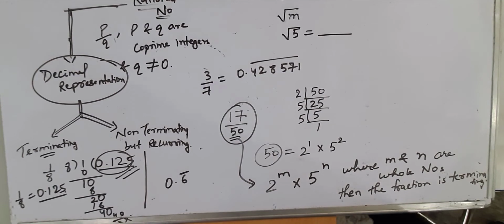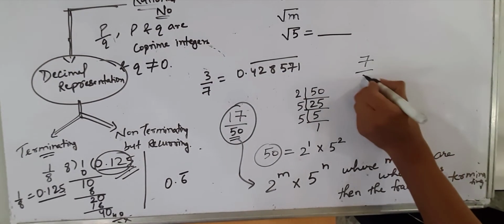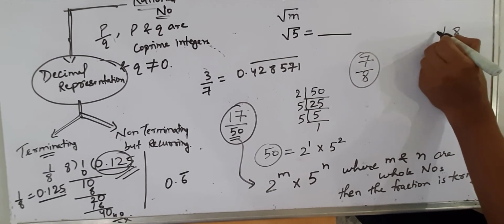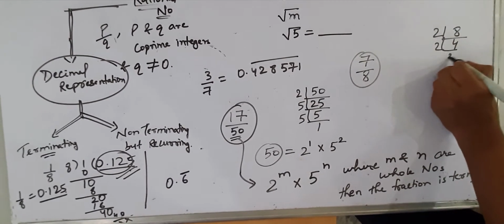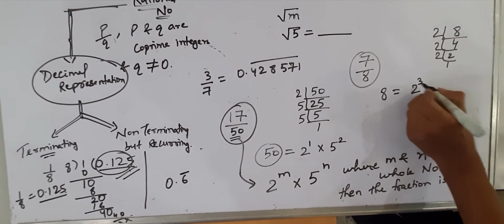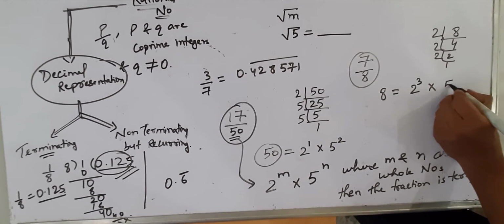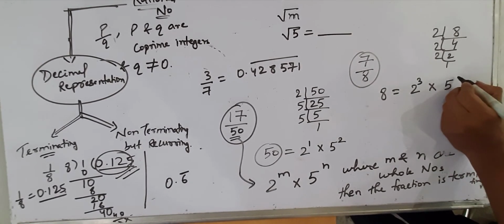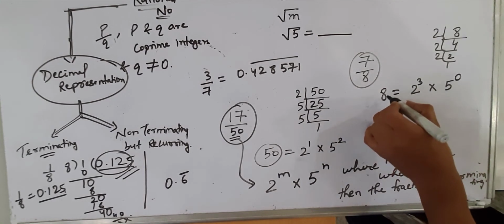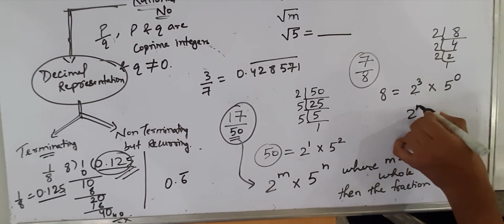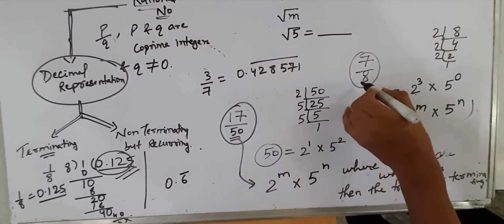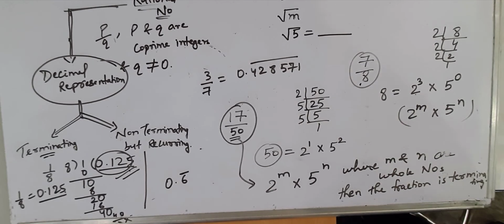Taking one more example, 7 upon 8. So here also we will factorize the denominator: 2 fours are 8, 2 twos are 4, 2 ones are 2. So this 8 can be written as 2 raised to the power 3 multiplied by 5 raised to the power 0, because 5 is not there. So again we are able to express 8 in the form of 2 to the power m multiplied by 5 to the power n. So we can say that this is also a terminating fraction.